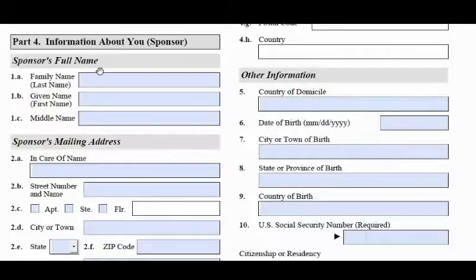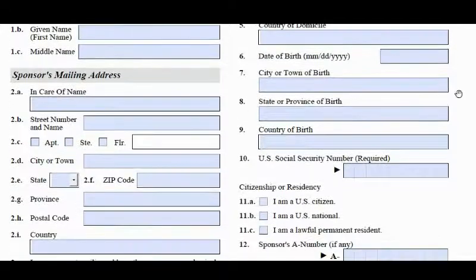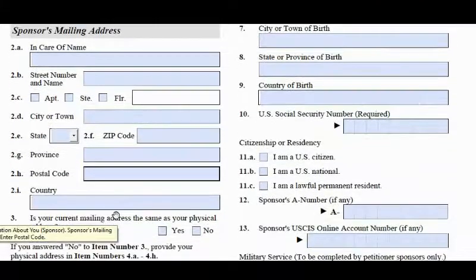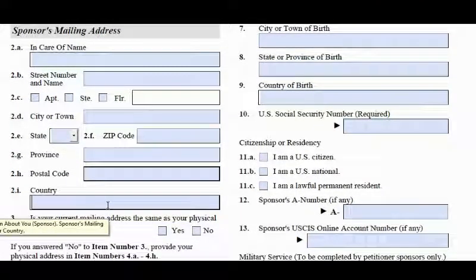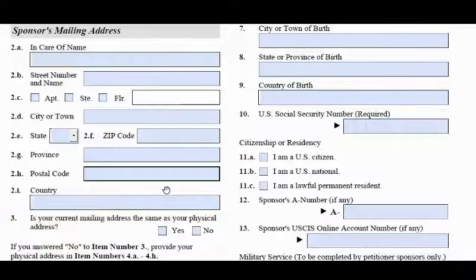Sponsor's full name: you're going to put your last name, your first name, your middle name, and your mailing address. You put the street number and name, the apartment, street, the floor, the city where you live, the state, the zip code, the province, the postal code, and the country. Then from there, you're going to move on.